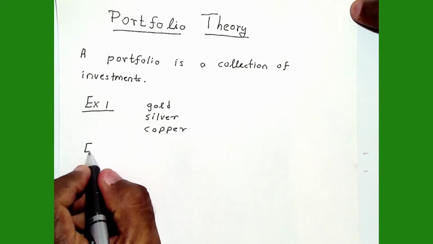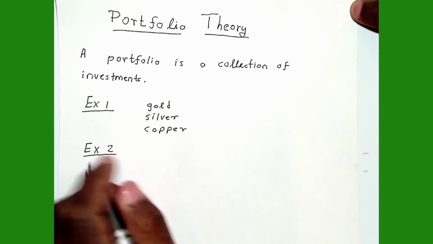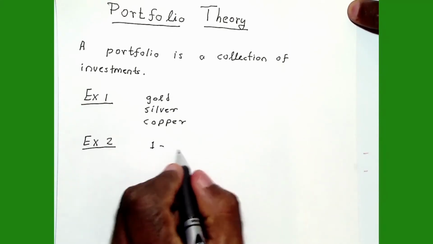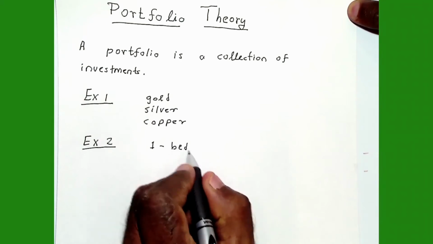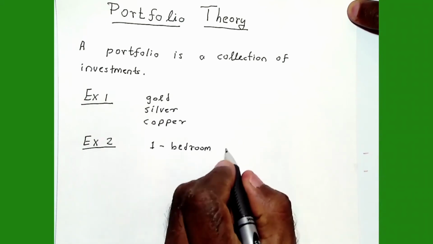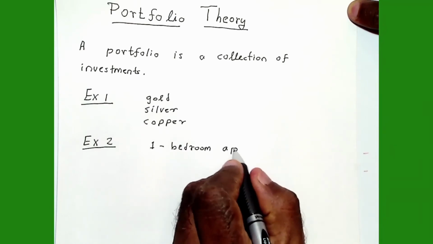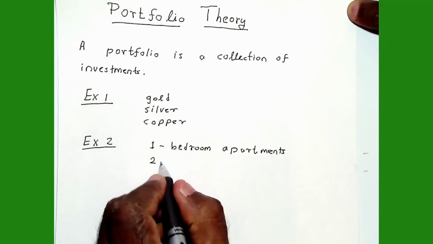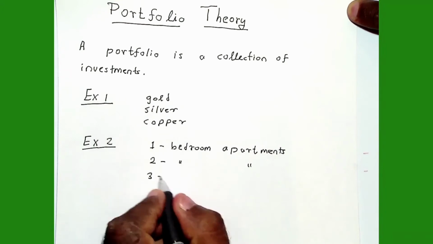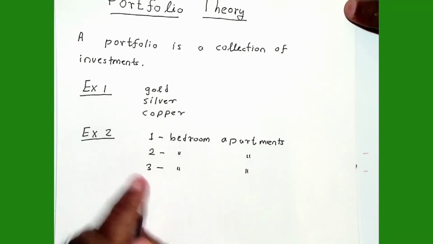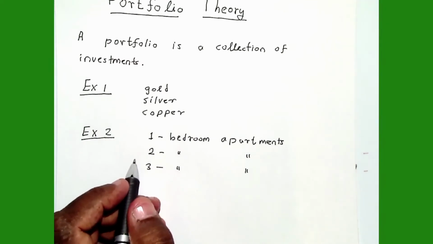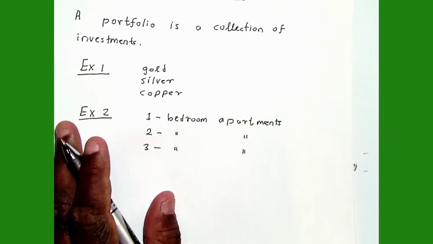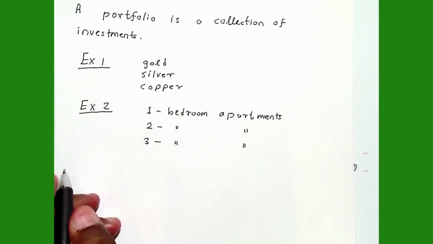Or, another example, you may invest in renting properties, for example, one-bedroom apartments, two-bedroom apartments, three-bedroom apartments, and so on. So once again, here you have a collection of investments by renting these apartments, right? And of course there are many other examples.